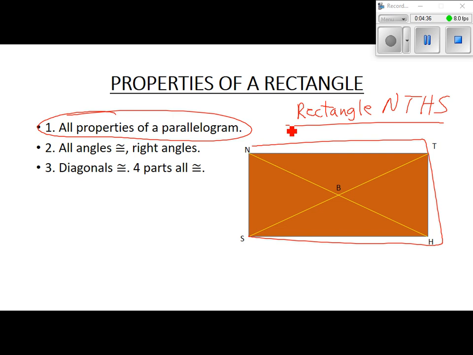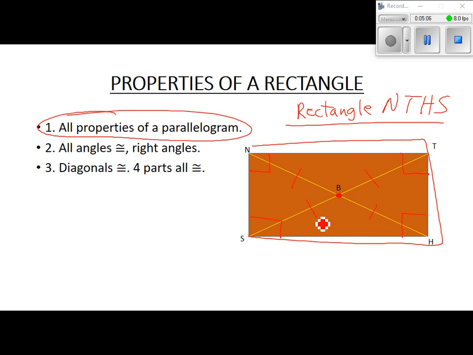For a rectangle, all angles are congruent. So not only are opposite angles congruent, but all angles are congruent, and they all have to be right angles. So all these angles have to be right angles. And then the diagonals, not only do the diagonals bisect each other, so not only is B the midpoint of both these diagonals, but all four parts are congruent.